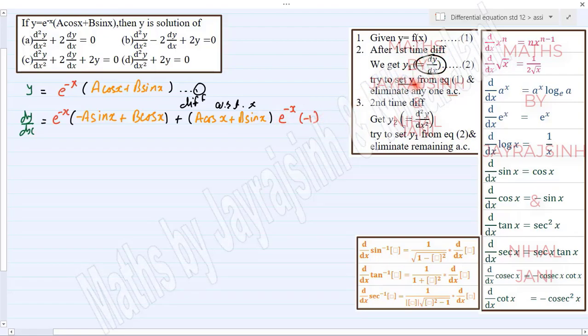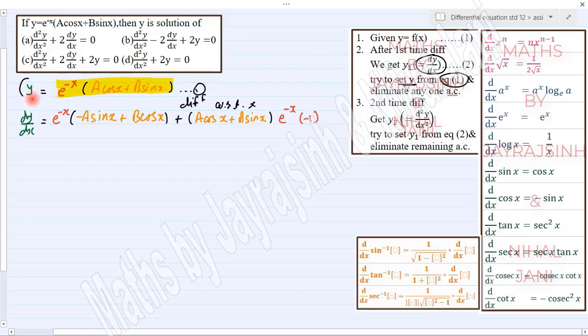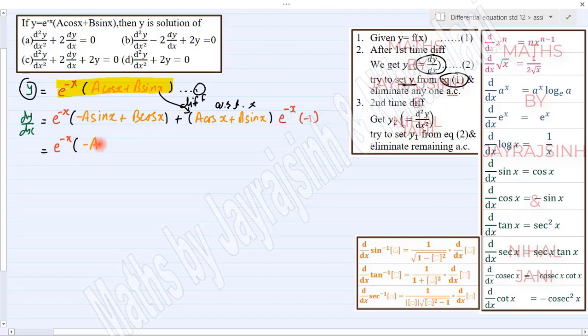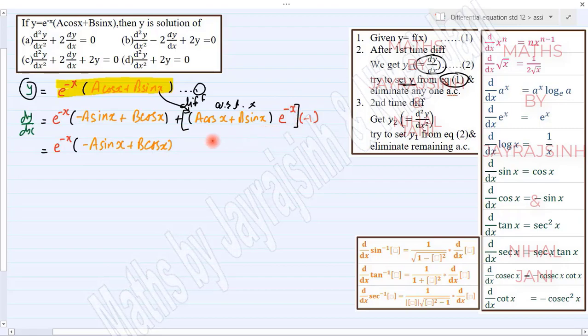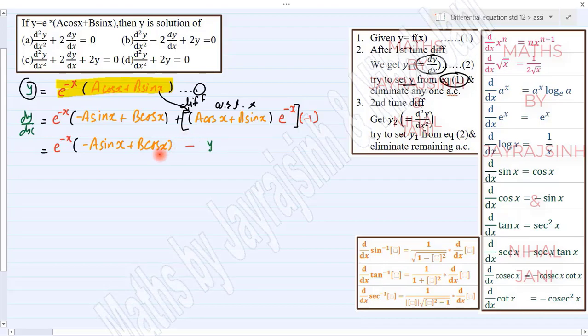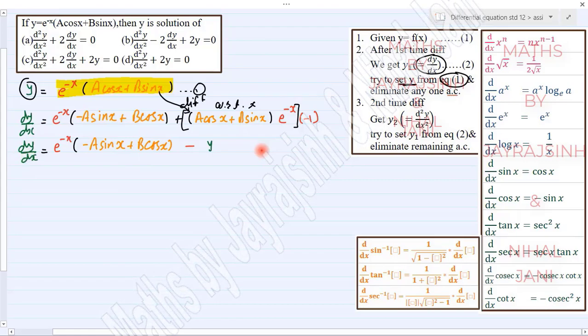Now we have to set the y from equation number 1. In equation number 1, it is given that e raised to minus x into a cos x plus b sin x is your y. So let's substitute the value in second term. Your first term will be as it is. In second term, the whole bracket will become your y. Due to this minus 1, you have to substitute minus over here. So we get the simplified form of dy by dx. Let's call it equation number 2.